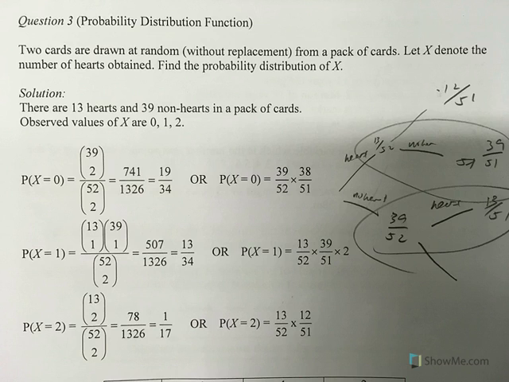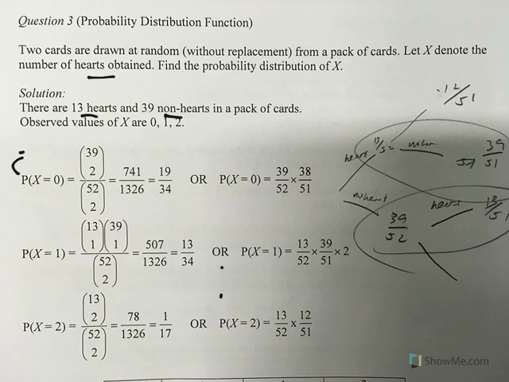2 cards are drawn at random. Let X denote the number of hearts obtained. So one deck has 52 cards, right? 13 hearts, so 39 non-hearts. First we think about obtaining 0 hearts. 0 hearts means out of the 13 hearts I choose none, and out of the 39 I choose 2, because I choose 2 cards. So how many ways? 39 choose 2, over the number of ways I can choose 2 cards, which is 52 choose 2. So this gives me one probability.